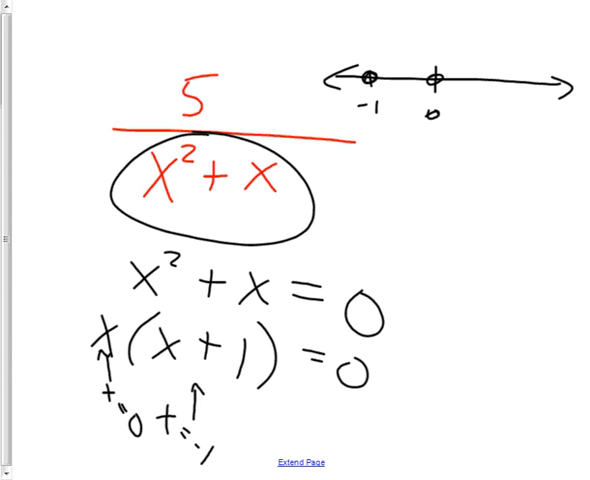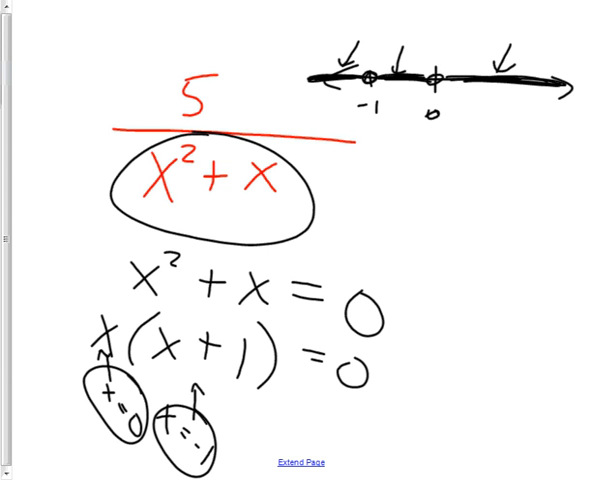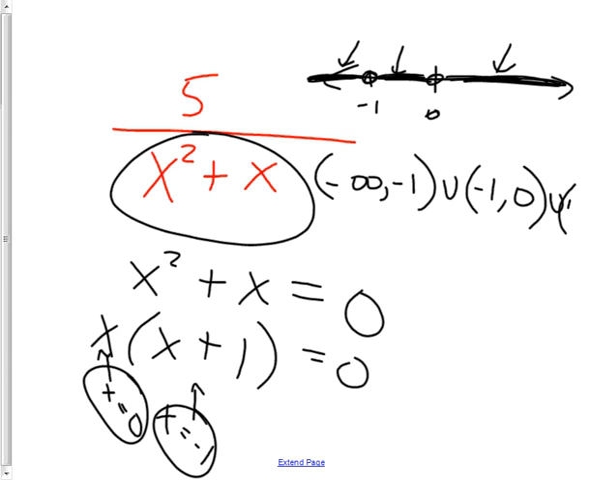Now, how about all the other numbers? Could I test numbers? Sure I could. Do I even have to? Nope. Because everything works except these 2 numbers. I know if you test a number in here, it's going to be fine. And if you test a number in here, it's going to be fine. And that's going to be fine. So it's like this. So how do I write that? It's a triple union. It's from negative infinity to negative 1, union with negative 1 to 0, union with 0 to infinity.